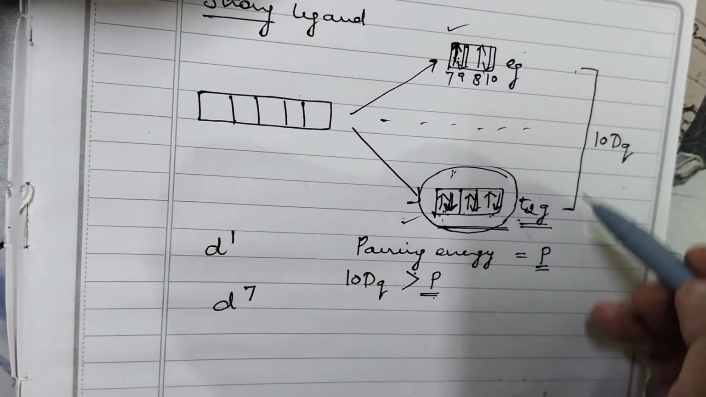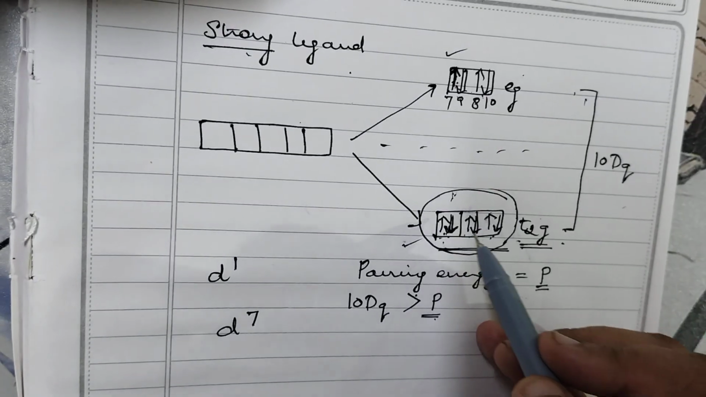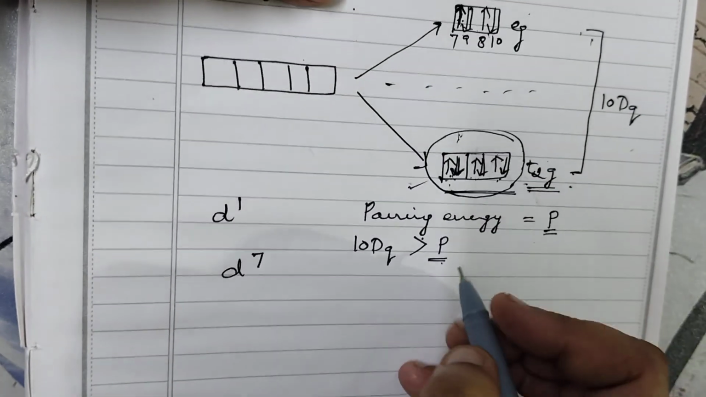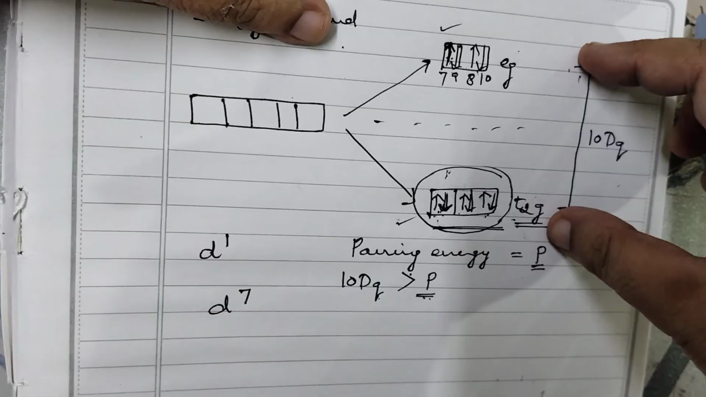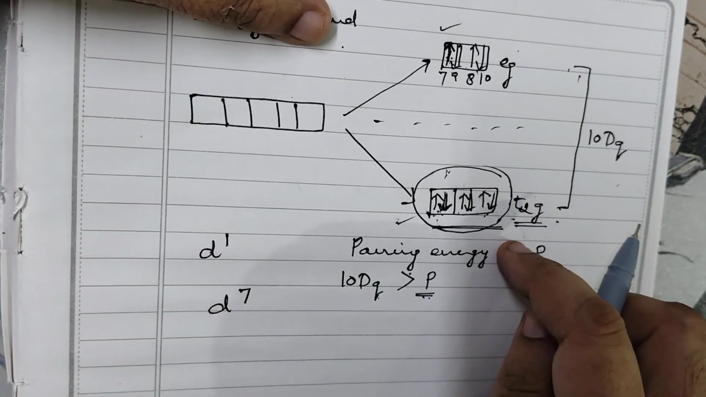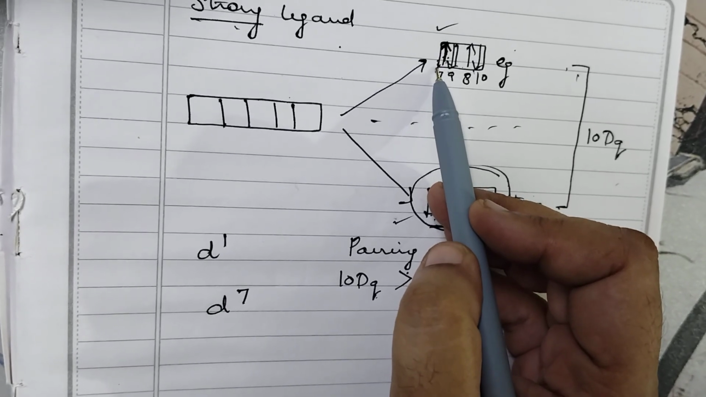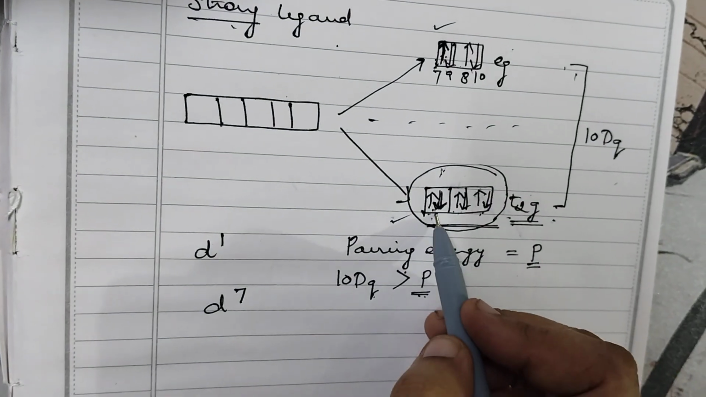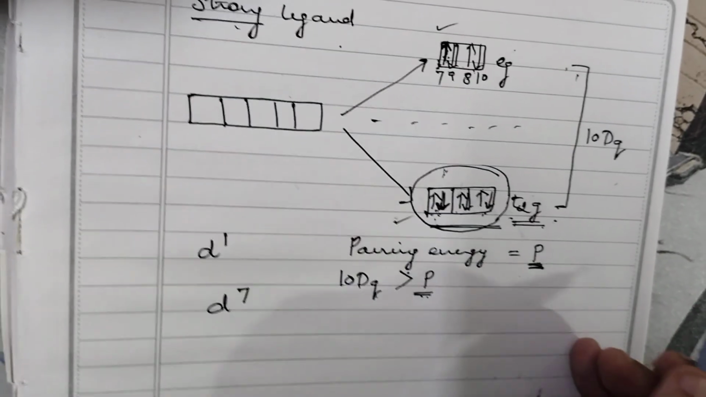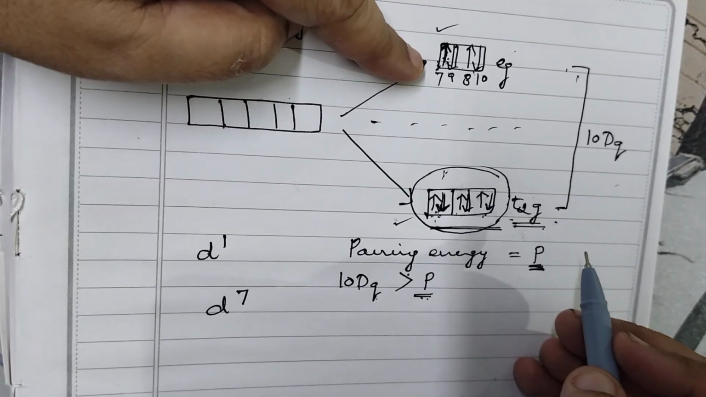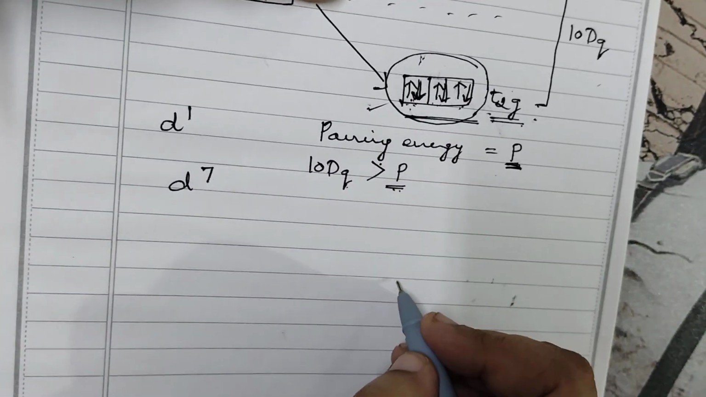That is, when the ligand is strong, the splitting will be more, and when the splitting is more, the pairing energy will be less and 10 dq, that is this gap, will be greater. So when this gap is greater, the electron will require more energy to get promoted here. So what will it prefer to do? It will prefer to get paired up here in T2G. Why? Because the energy required for getting paired up is less. So instead of going into EG, it will try to get paired up in T2G only. So filling will take place in this way.